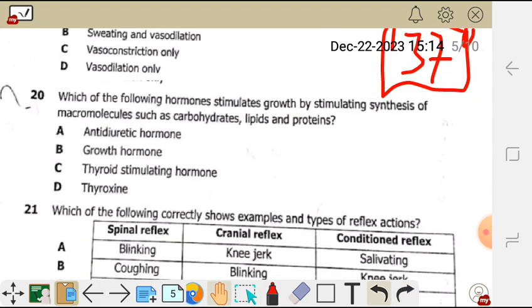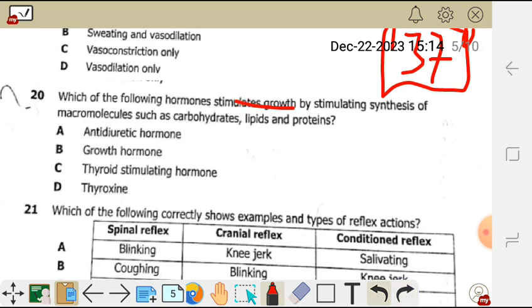Question 20. Which of the following hormones stimulates growth by stimulating synthesis of macromolecules such as carbohydrates, lipids, and proteins? A, antidiuretic hormone. B, growth hormone. C, thyroid stimulating hormone. D, thyroxine.